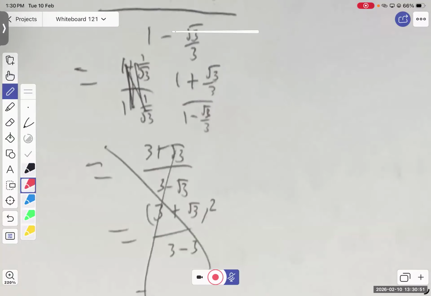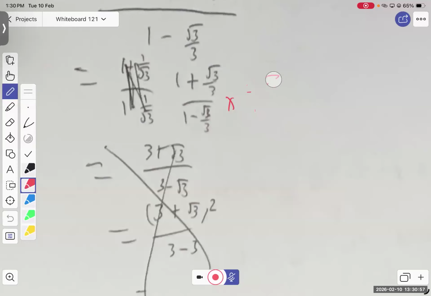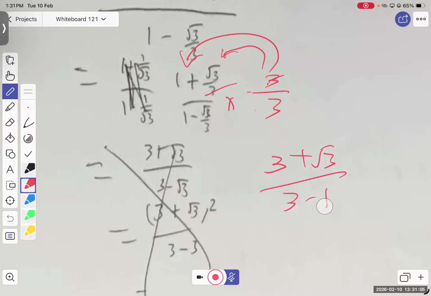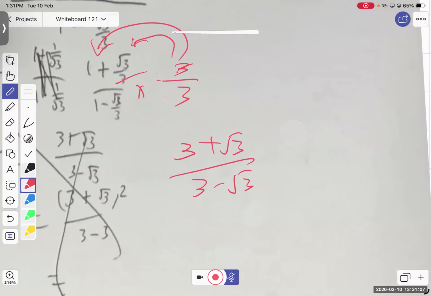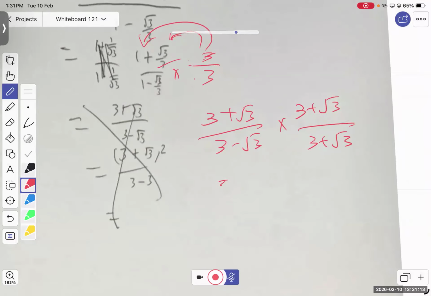Once you are here, what do you do? Multiply by square root 3. Sorry, multiply by root 3 over root 3. Root 3 times root 3 is 3. Here to here, cancel. Yes, they rationalize by multiplying by that. Correct.